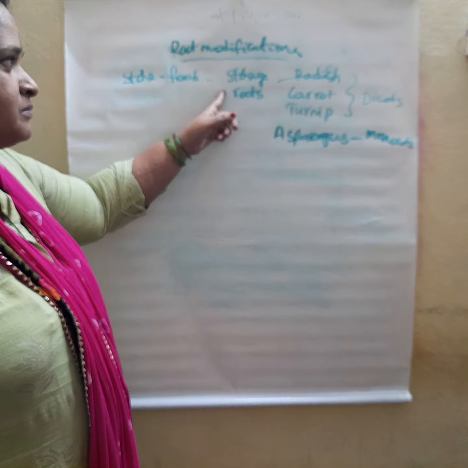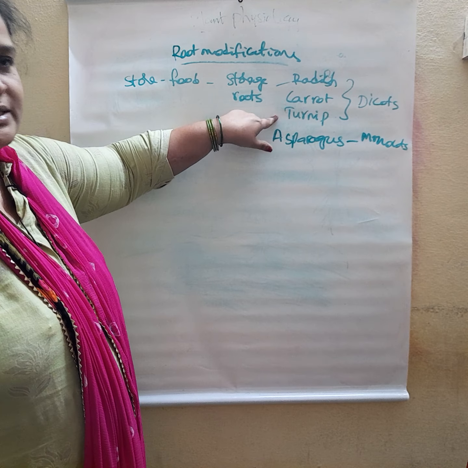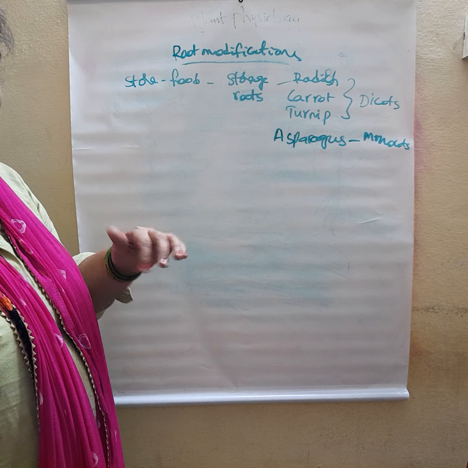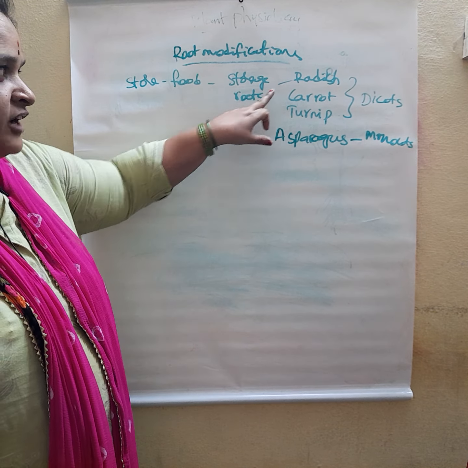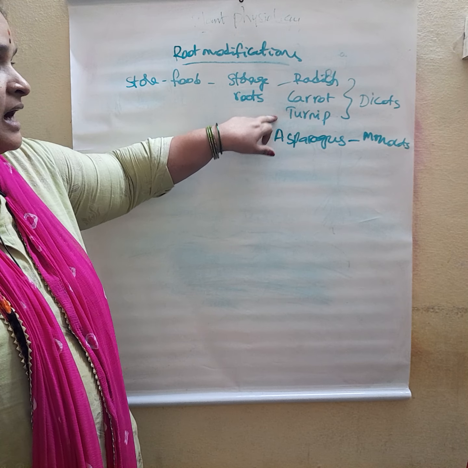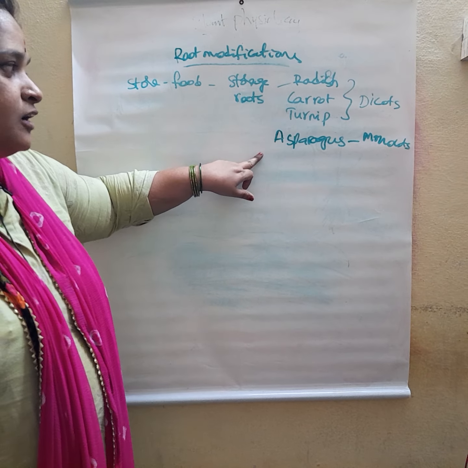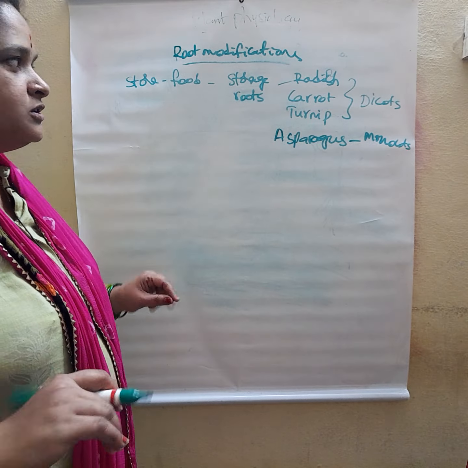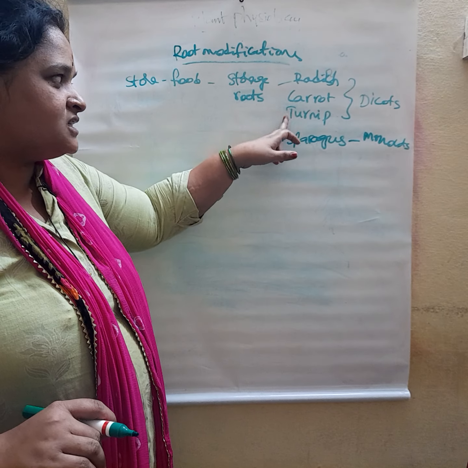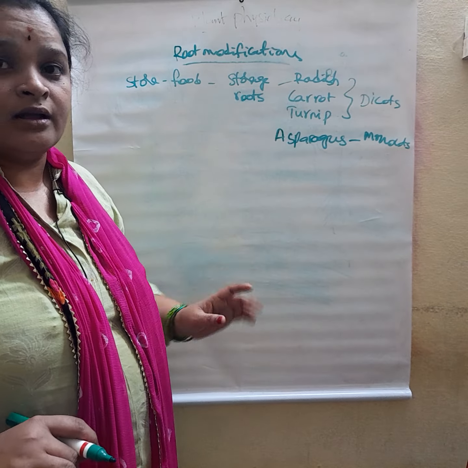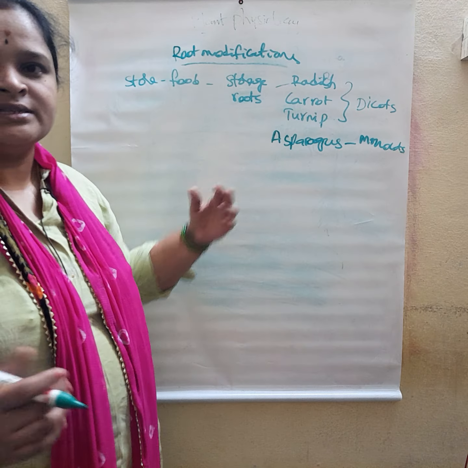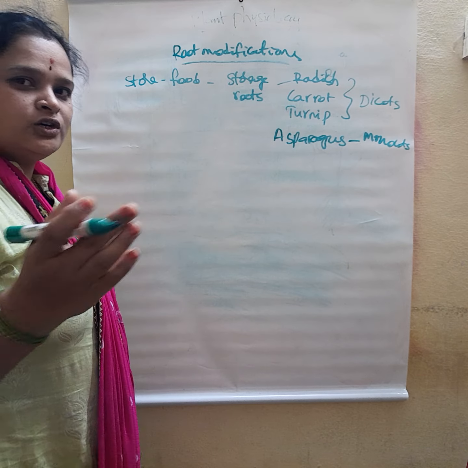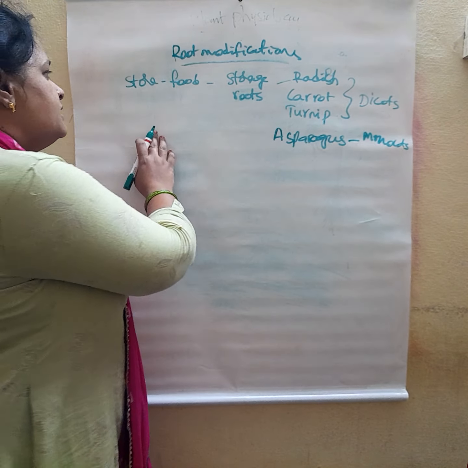So to store something, I went by RTC bus along with my friend A. Again I am repeating. To store something, I went by RTC bus along with my friend A. Okay, to store something, that means it's nothing but storage roots. RTC, R means radish, T means turnip, C means carrot, along with my friend A means asparagus. So like that I used to remember, okay. If you want it, you can use it, okay, right.